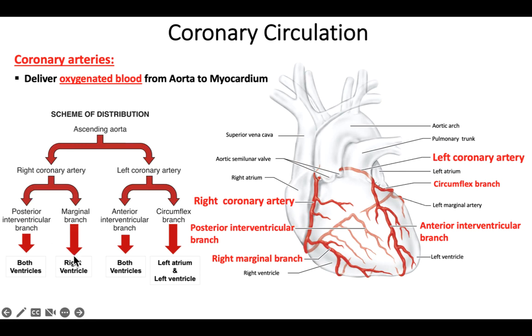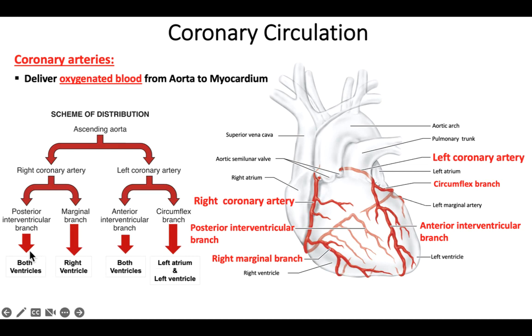So you'll notice this is kind of the scheme of blood flow of your coronary arteries. They come off the ascending aorta, right and left. The left has two major branches, anterior interventricular branch and circumflex. And then the right coronary artery has two major branches, posterior interventricular branch and marginal branch. And then down here it just kind of shows you what part of the heart is getting blood from these branches.